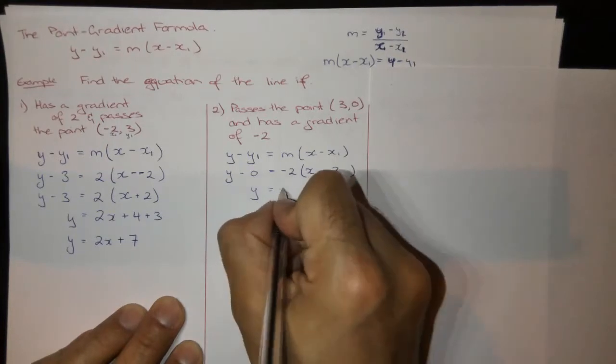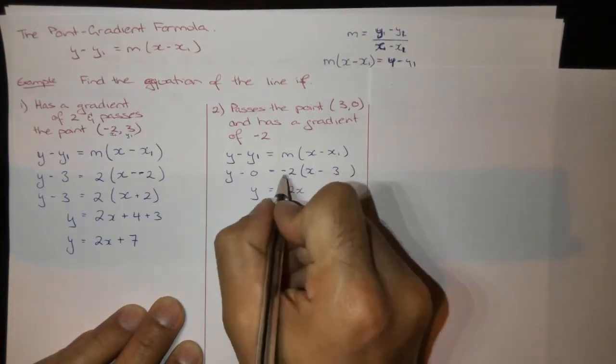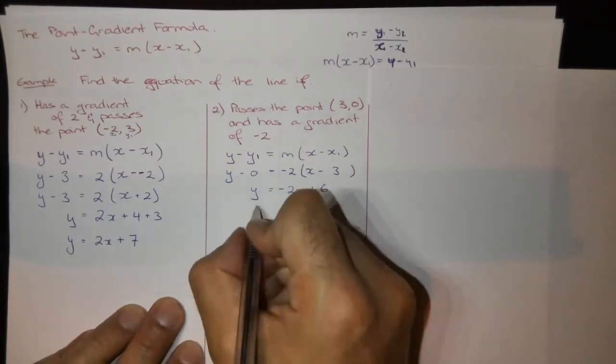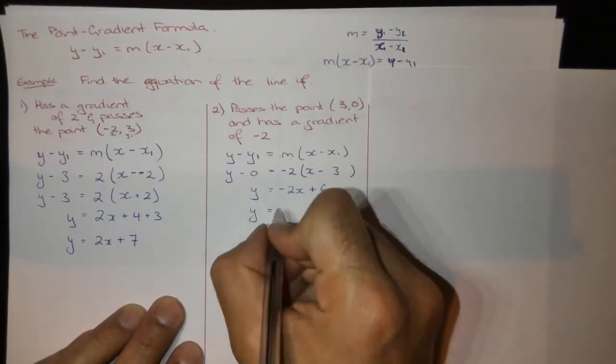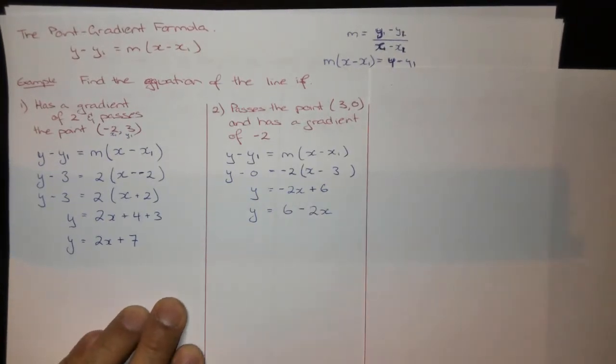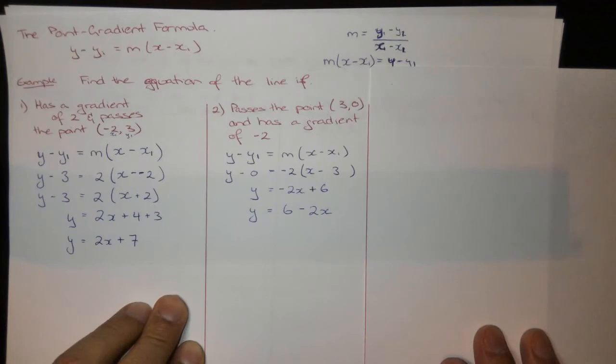I'm going to expand this out, minus 2x, and negative times a negative is a positive, so plus 6. And because we like things positive, we just go 6 minus 2x. It's the same thing. Yeah, just a little bit neater to present.